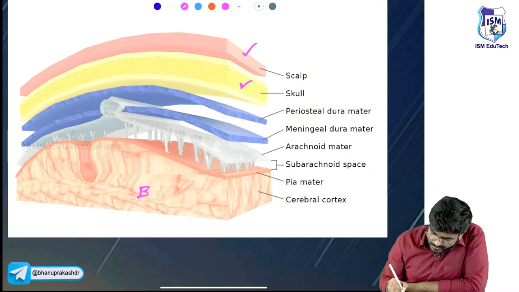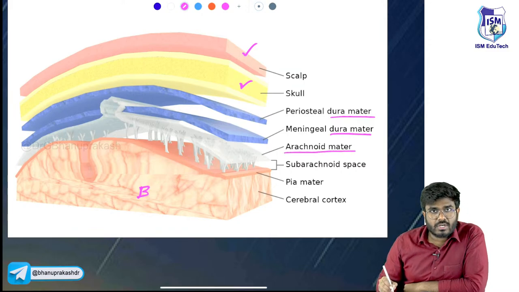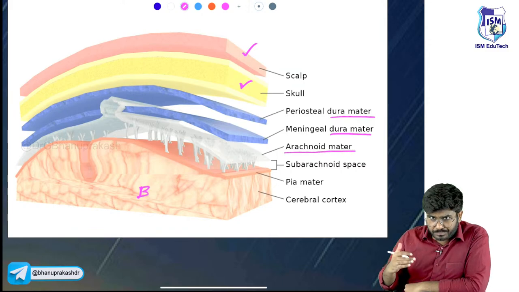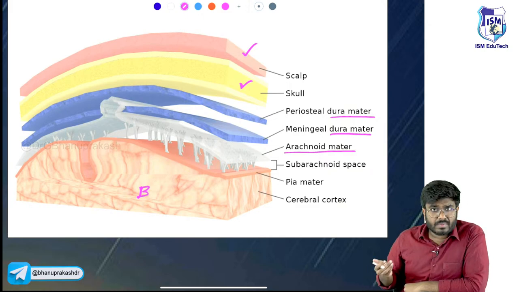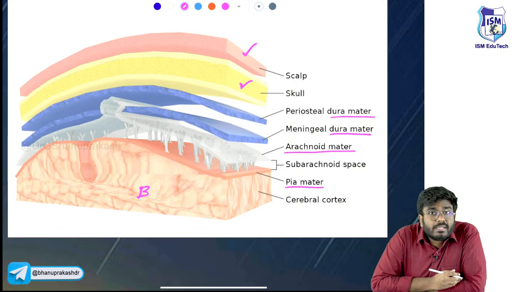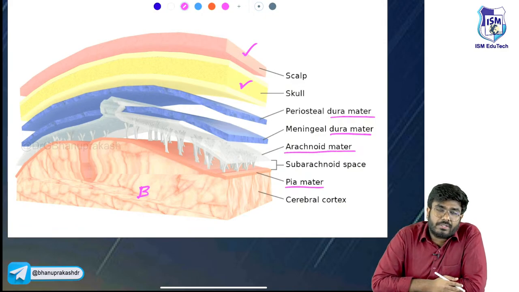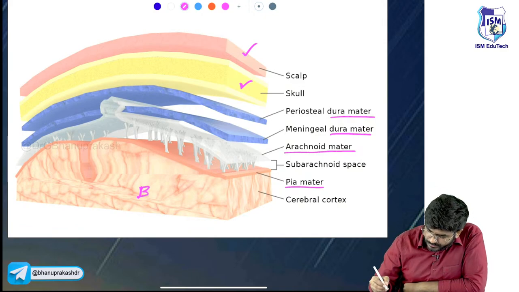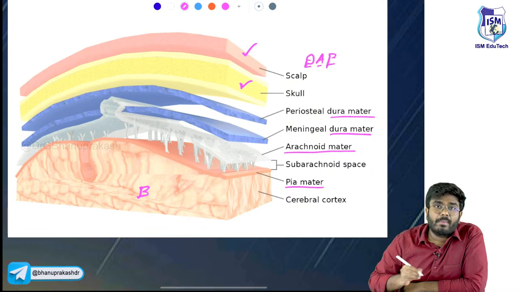The first one is the dura mater. Next, there is a web-like membrane called the arachnoid, in which the CSF is flowing. Next, down to it, there is the pia mater. So, there is the dura mater, arachnoid mater, and pia mater. Dura, arachnoid, and pia. D-A-P, dura, arachnoid, and pia mater.